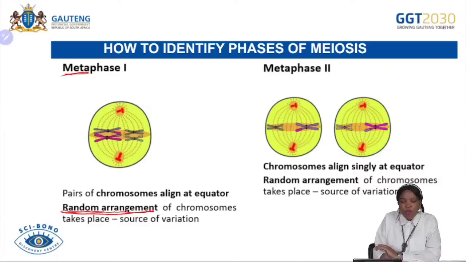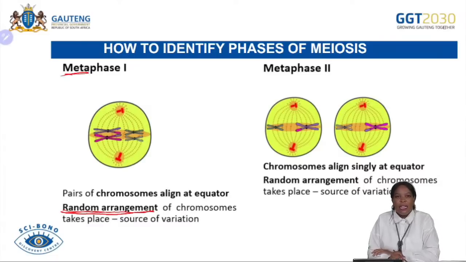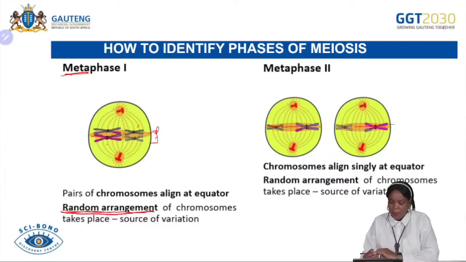Now, this is also what you need to speak about when you are asked about variation. How does meiosis bring about variation? You will say crossing over or the random arrangement of chromosomes that happens at metaphase 1, or at metaphase 2, because these chromosomes align themselves at the equator randomly. So please remember that. But the key thing to remember here, the differences between metaphase 1 and metaphase 2: here chromosomes are in homologous pairs at the equator, here they are arranged singly, but at the equator.